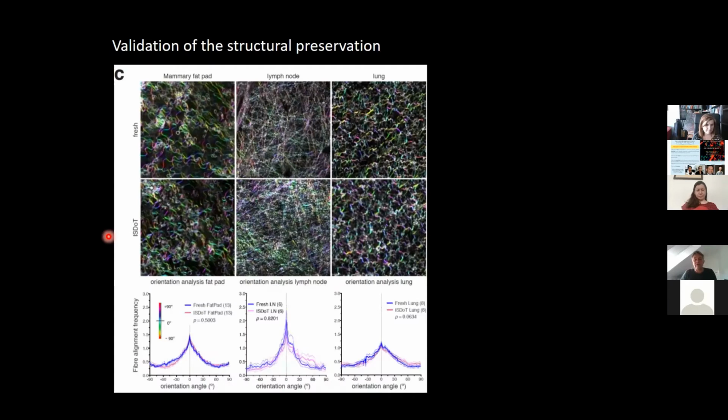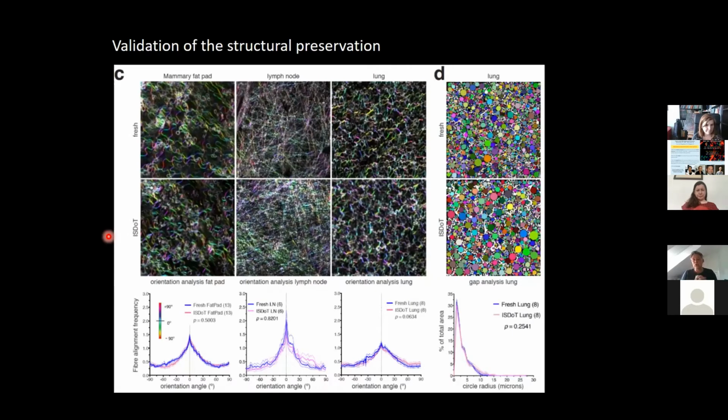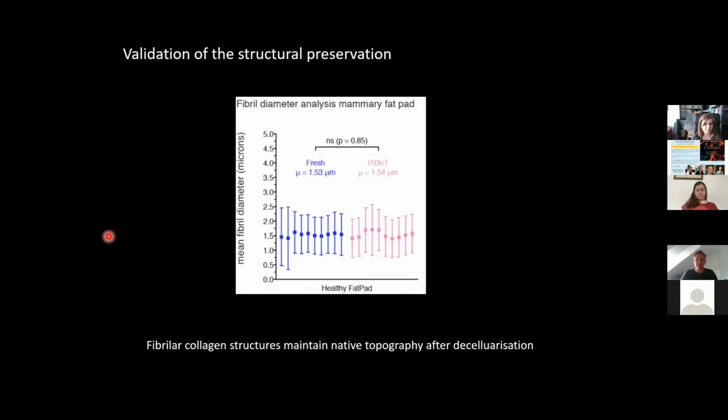And we could quantify that there were actually no differences in the orientation of the fibrillar structures we saw in the tissue. And we could also do a gap analysis to see if our tissue was either expanding or collapsing while we were doing this. And in all cases, it looks like the structure was maintained. And we could also determine that the fibrillar diameter in the different organs was maintained at approximately 1.5 microns, as in the animal.